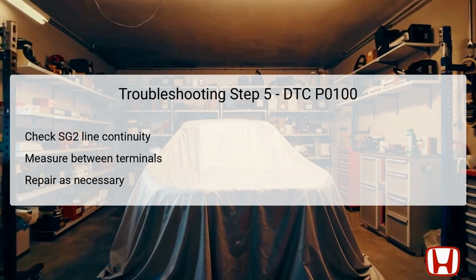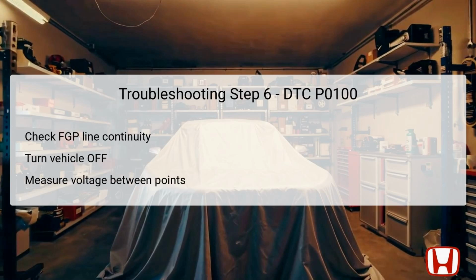Measure the continuity between the female terminal number 2 on the MAF sensor connector and the corresponding connector, number 78, on the PCM. If a continuity check reveals a successful connection, the SG2 wire is functioning correctly, allowing you to look for further diagnostic information related to DTCs or symptoms associated with the malfunction. If there's no continuity, however, it signals a potential issue with either wiring or connections, which will need to be repaired to restore the sensor's function.